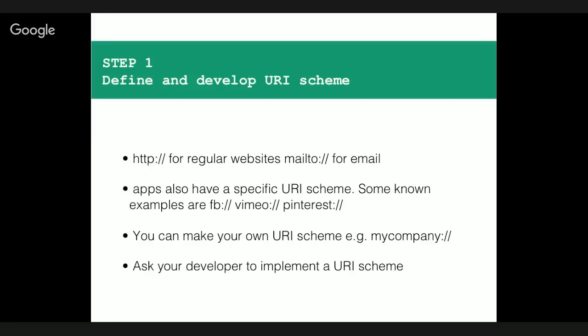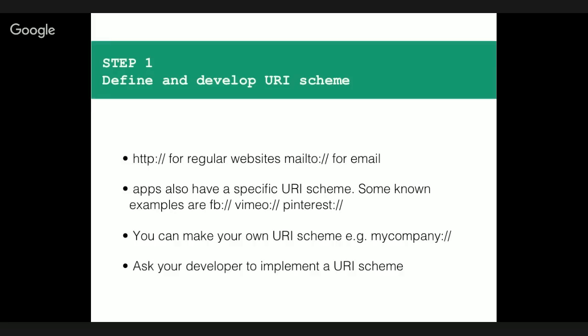So you need to create, define, and develop a URI scheme for your app. In my example here, it's called My Company. And as I said earlier, you need to ask your app developer for help on this.